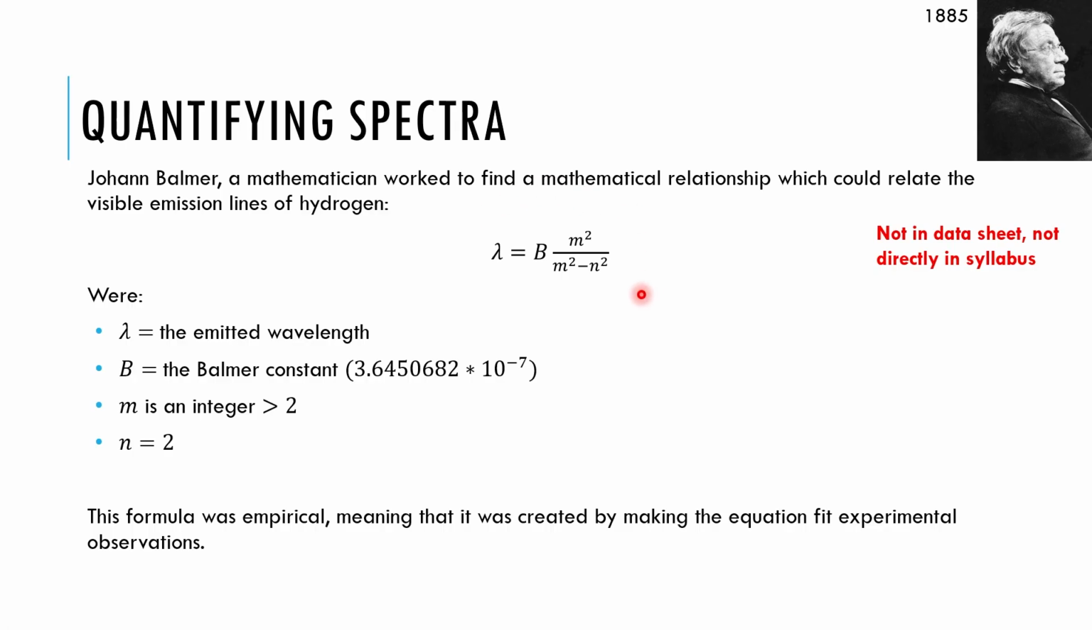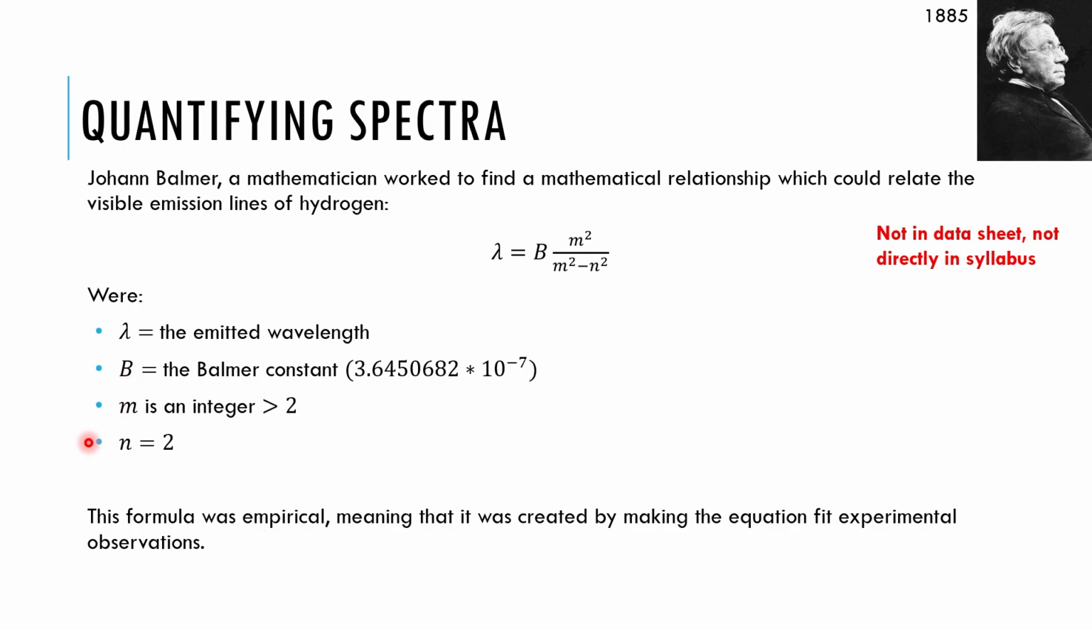And he came up with this formula here: lambda is equal to B multiplied by m squared divided by m squared minus n squared, where lambda is the emitted wavelength in the spectra, B is the Balmer constant, which actually makes this formula work, and m and n are both integers, where m is always greater than 2 and n is equal to 2.